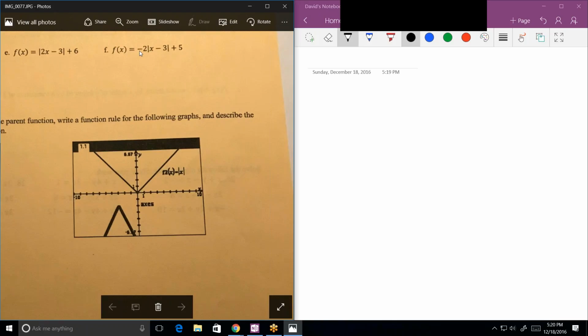You have vertical adjustments and horizontal adjustments. All of the vertical adjustments are outside the function. And this minus sign is outside the function, the 2 is outside the function, and the 5 is outside the function. The only thing inside the function is that -3. Well, that must be a horizontal shift then. So that's the way to learn it: there's 3 verticals and 3 horizontals, and all of the verticals are outside the function, all of the horizontals are inside the function.